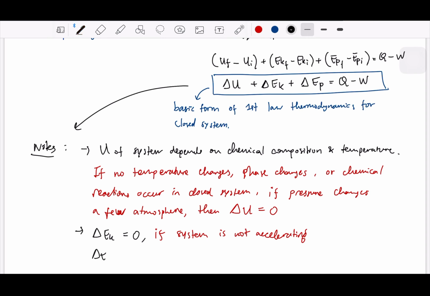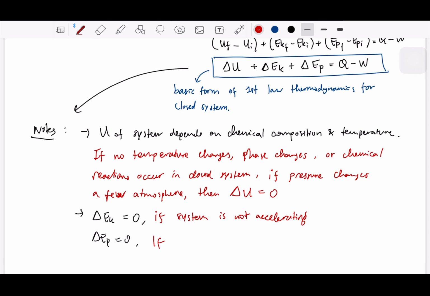And the potential is 0 if the system is not rising or falling. If the system is perfectly insulated, it means that there is no heat. You can say the heat is 0. It's the adiabatic process, right? Adiabatic process.